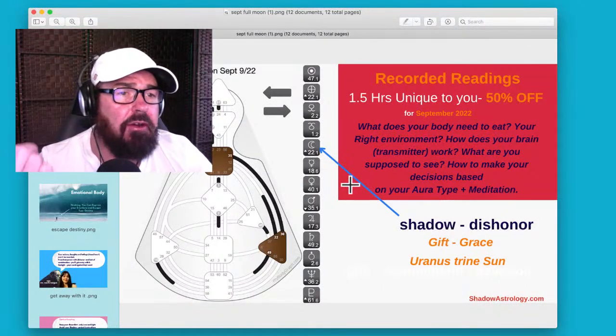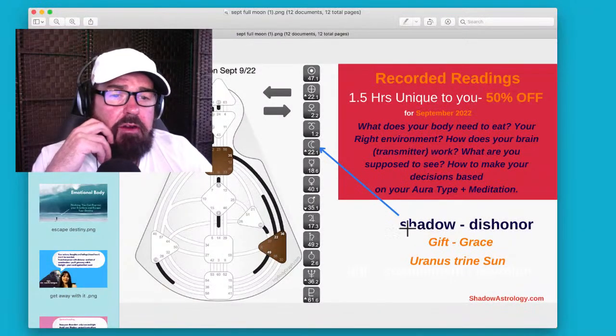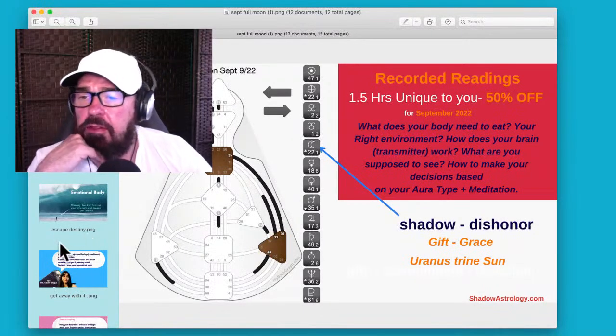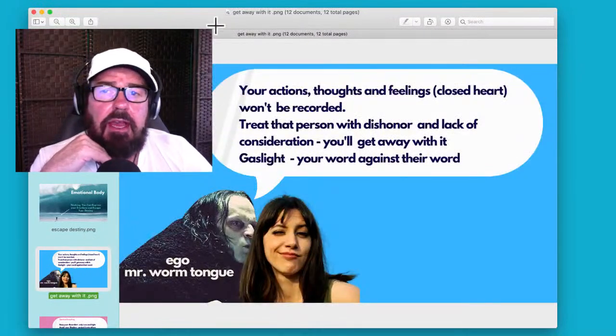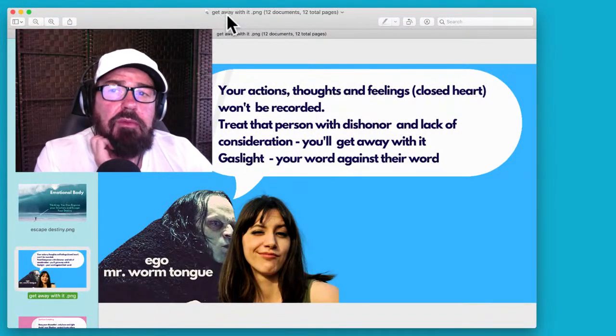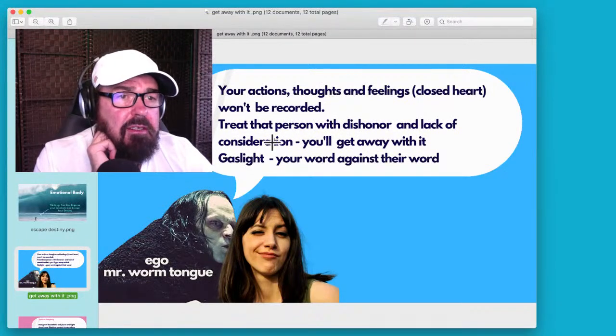So, let's go back to this shadow, okay? Every shadow has a gift, so there's nothing to be afraid of here. So this is the shadow of dishonor, right? You can see it here. It's coming off the solar plexus, that 22, right there. And so this is how your mind speaks. This is how you know you're in the shadow pattern, when your mind speaks like this, right? Your actions, your thoughts, and your feelings, because the mind wants you to close your heart, right?